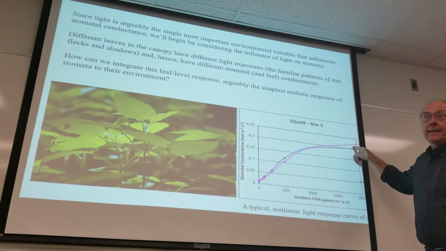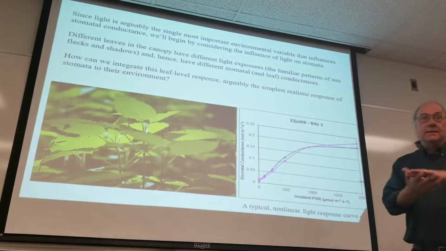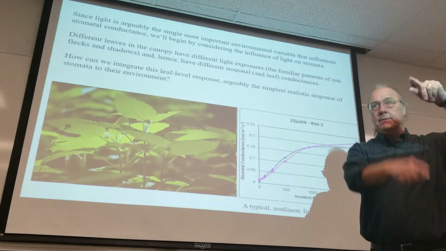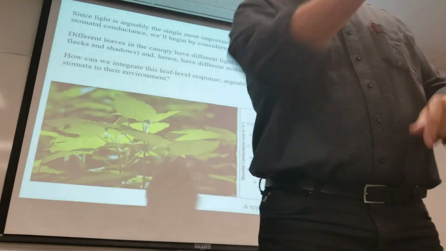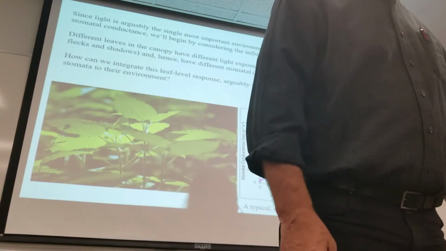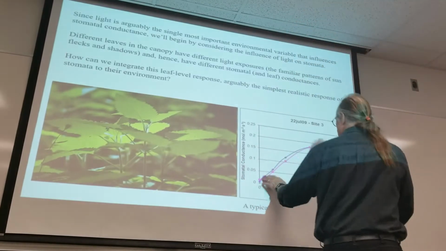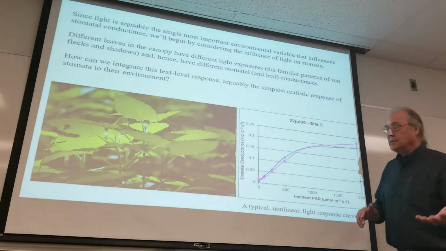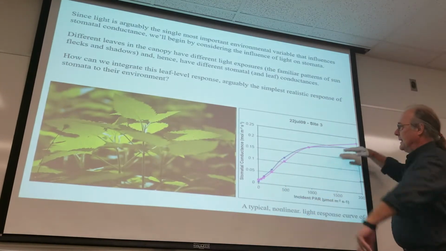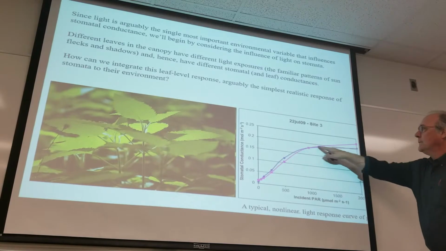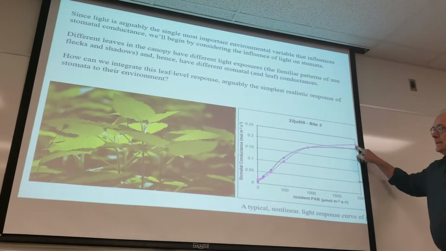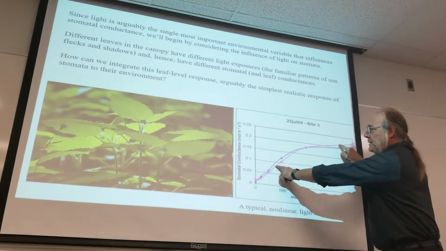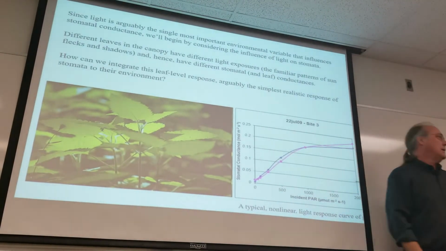Because this curve is nonlinear, we can't just average the light through the whole canopy. We can't take the incident radiation, divide it by the leaf area and say that's the mean illumination on every leaf in the canopy. That doesn't work, because this is nonlinear. The simplest thing we can do is to split the canopy into two classes: a sunlit class, where the response is fairly linear, and a shaded class, again where the response is fairly linear, and deal with those two classes separately. How do we do that?